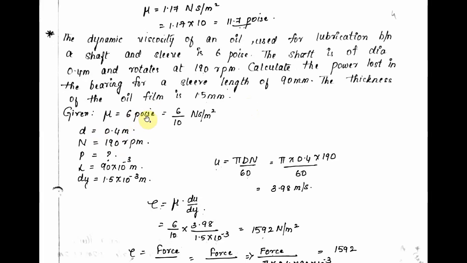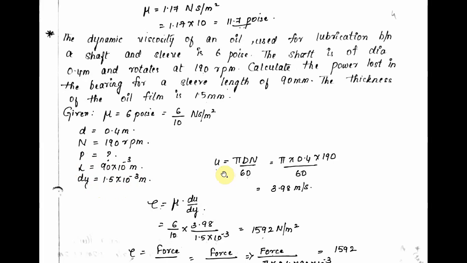So mu is equal to 6 poise, that is 6 divided by 10 Newton second per square meter. So we converted poise into Newton second per square meter. D is 0.4, N is equal to 190 rpm, rotations per minute. They asked us to find the power P. L is given as 90 into 10 raised to minus 3 meters, and dy is given as 1.5 into 10 raised to minus 3 meters.